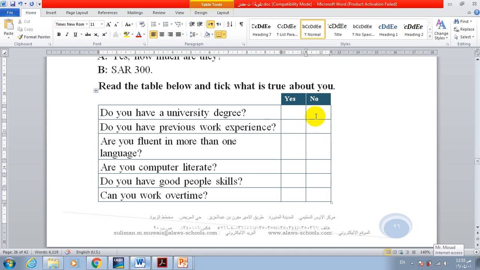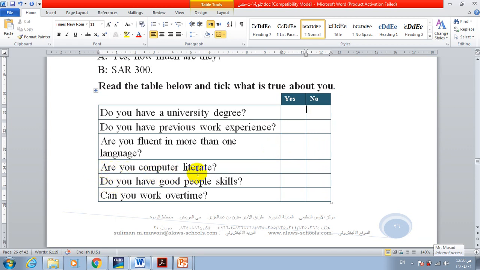Okay. The other question, do you have previous work experience? As I told you, if you have previous work experience, put a tick under yes, and if you don't have, put a tick here under no. Another question, are you fluent in more than one language? If you can speak more than one language, put a tick here under yes, and if you don't, put a tick here under no.